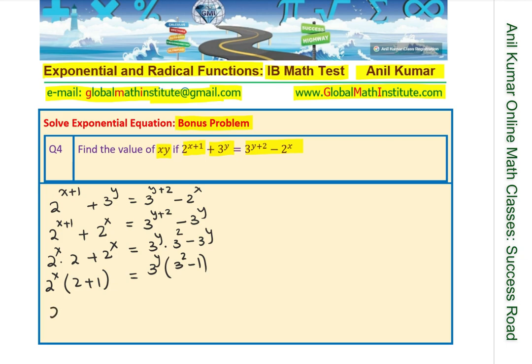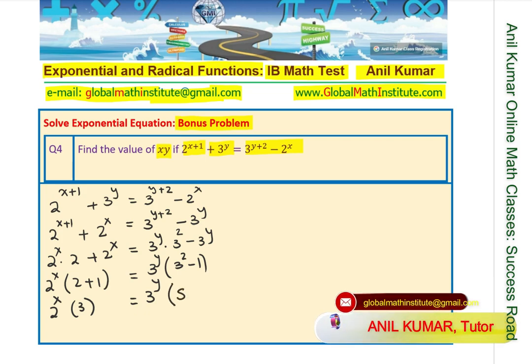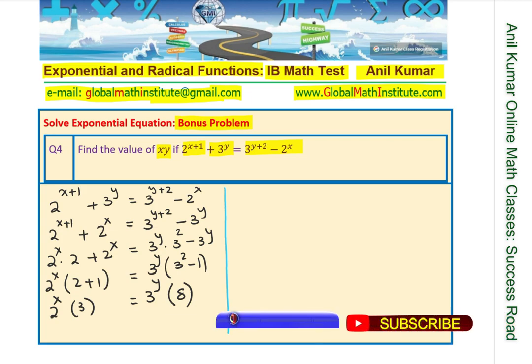So you have 2 to the power of x times 3, and here you have 3 to the power of y times 9 minus 1, which is 8. So that is what you get in this particular case. Now from here, how do we solve for x and y? The product x and y is what we need to figure out.